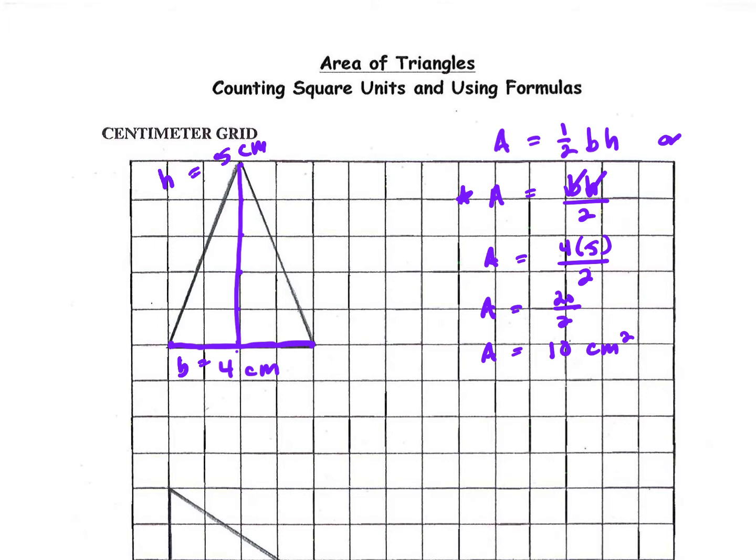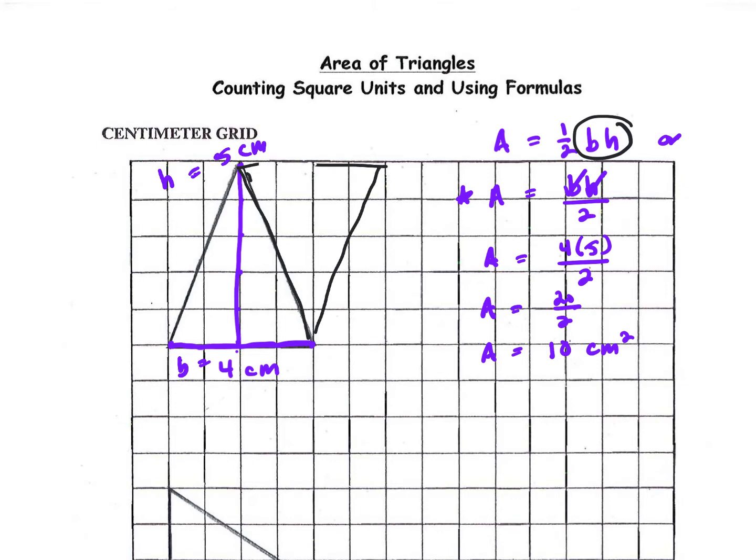So real briefly, I want to show you where this formula came from. If I took this triangle, and a copy of this triangle, and flipped it upside down, and then set it next to this, I would have a parallelogram on my hands, and that's area equals base times height. Half of this would be that triangle.